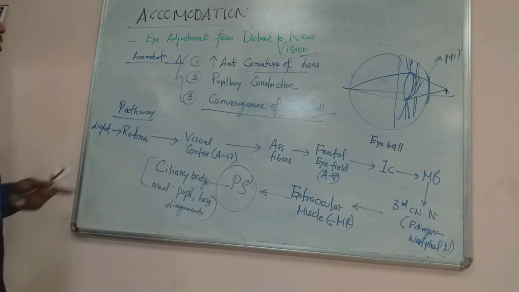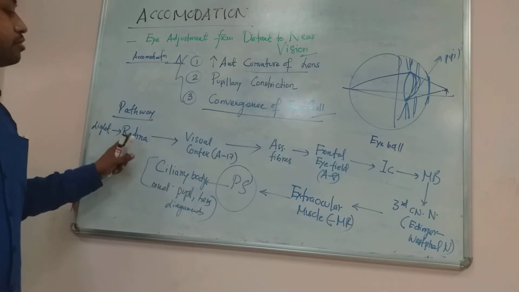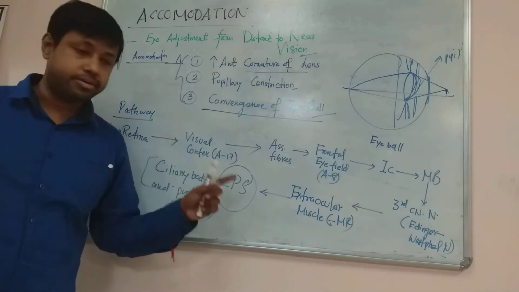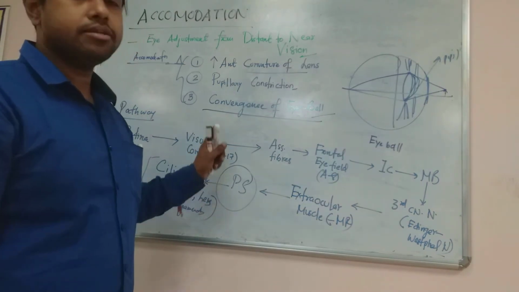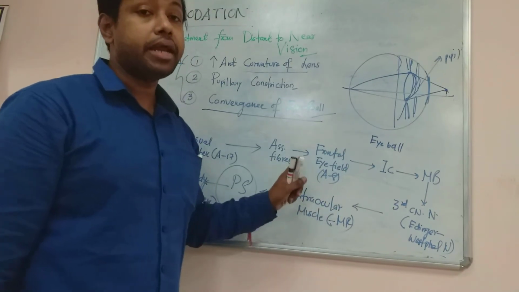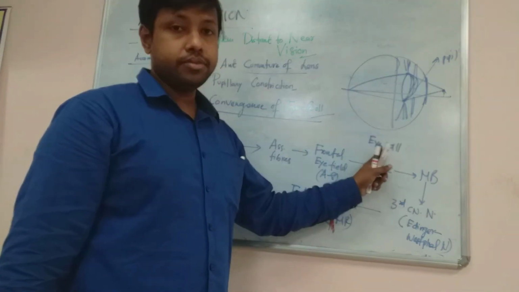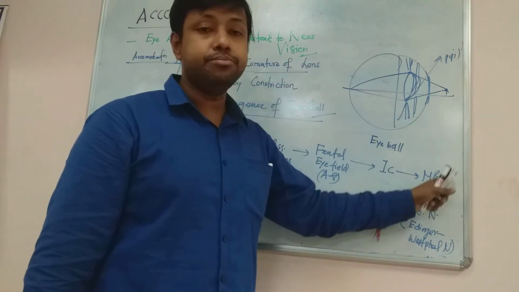So again I am telling, when the light falls on the retina, it will pass the information to the visual cortex, which is nothing but area number 17. From area number 17 through association fibers, the impulse will carry to the frontal eye field, which is area number 8. From area number 8, it will travel to the internal capsule. From the internal capsule, it will travel to the midbrain.